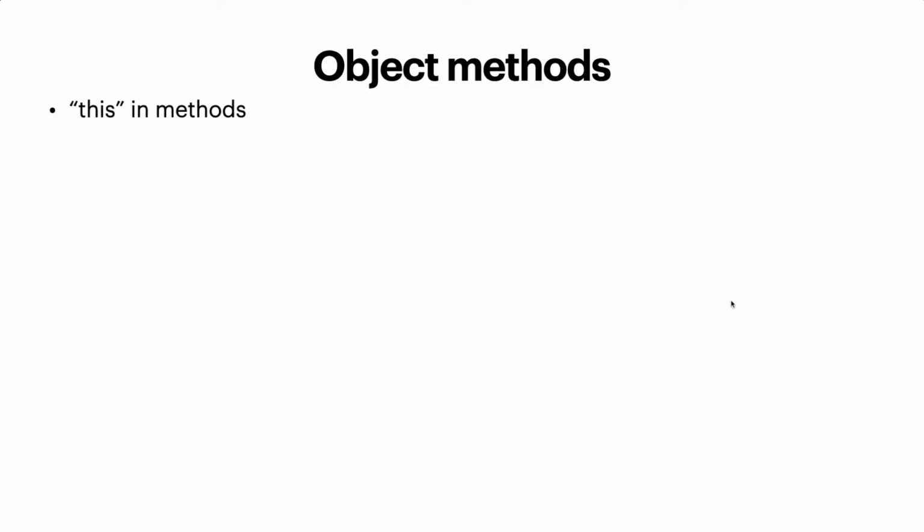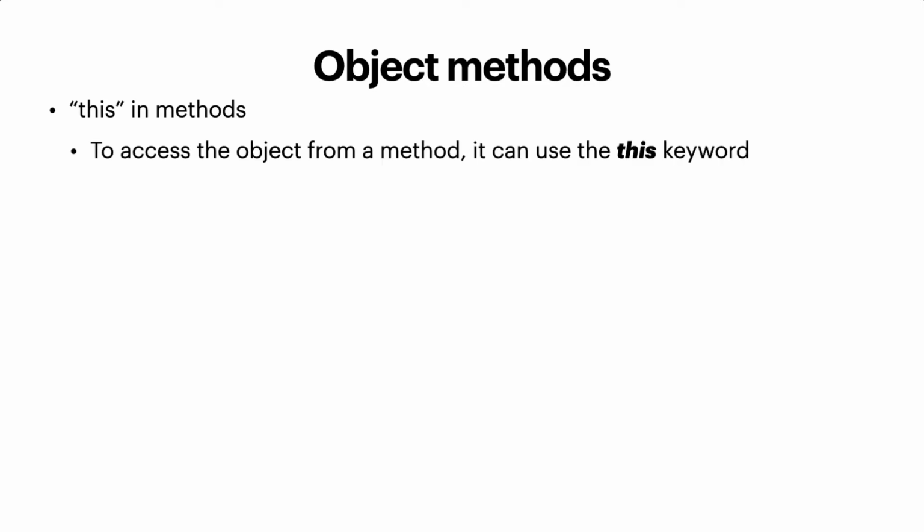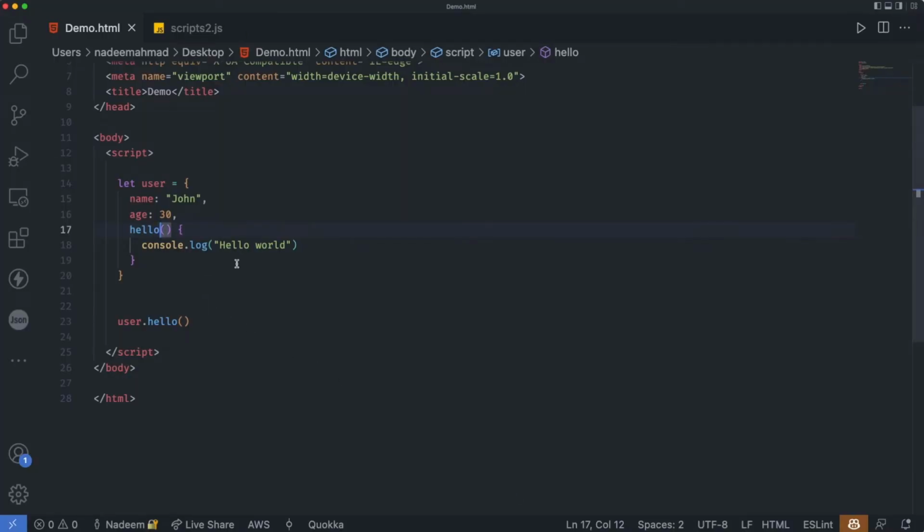This keyword and methods. It is common that an object method needs to access the information stored in the object to do its job. To access the object, a method can use the this keyword, and the value of this is basically the object itself. So let's say, for instance, we have this function over here, and I want to access a property of this user object. How can I do that?